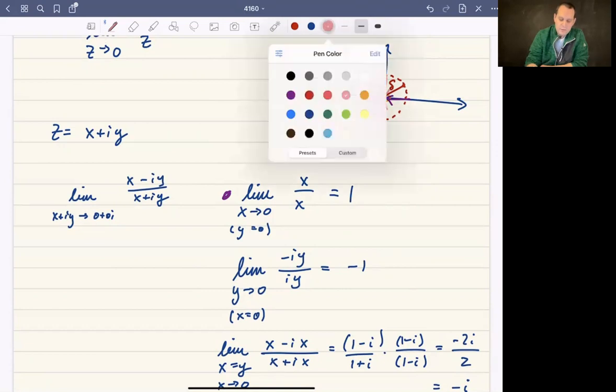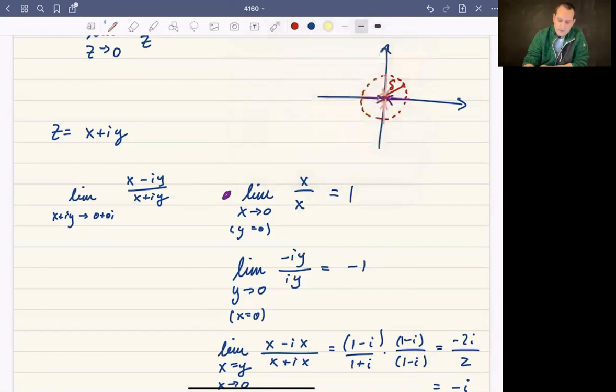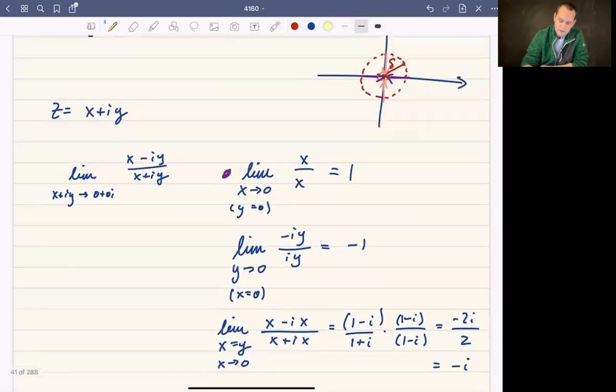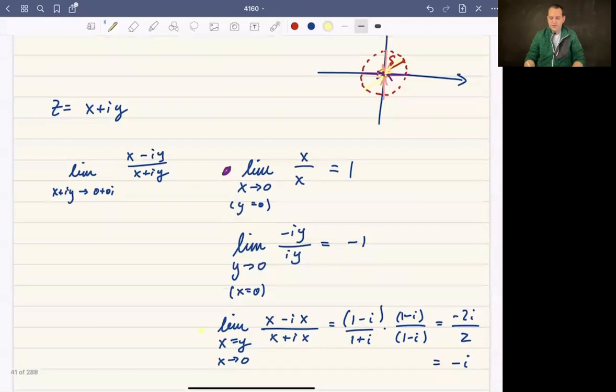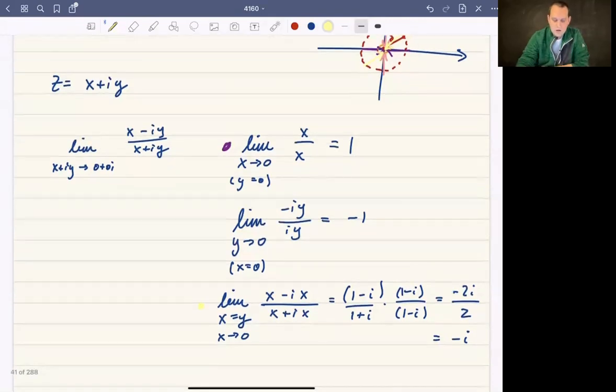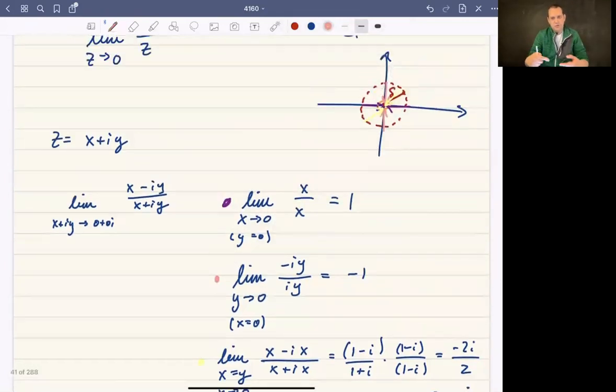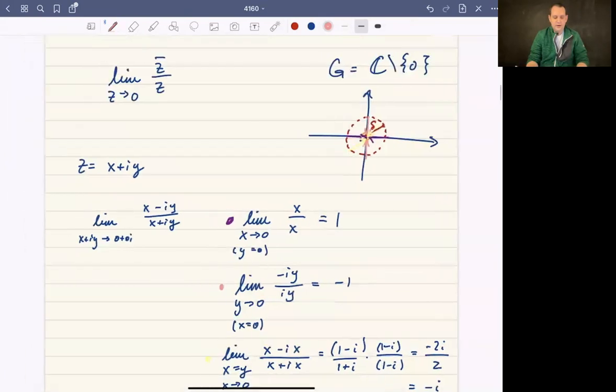And if we approach, say, according to where x equals y, so that means along this path, at a roughly 45-degree angle, then our function is going to approach negative i. So all of this is to say that the limit doesn't exist because different paths towards the origin give you different outputs. Okay, so this is exactly the behavior that we don't want for a limit. So here the limit of the conjugate of z over z as z approaches 0 does not exist.